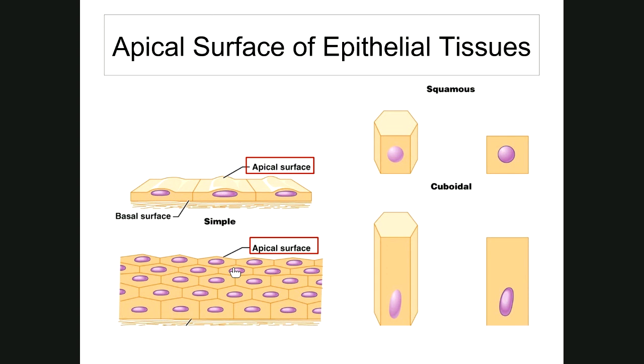So there's going to be a free surface up here. You can see it right here. There's the apical surface, the part that's not attached to anything. And down at the bottom is the basal surface, and it's attached to underlying connective tissue. So all your epithelial tissues have a free surface.